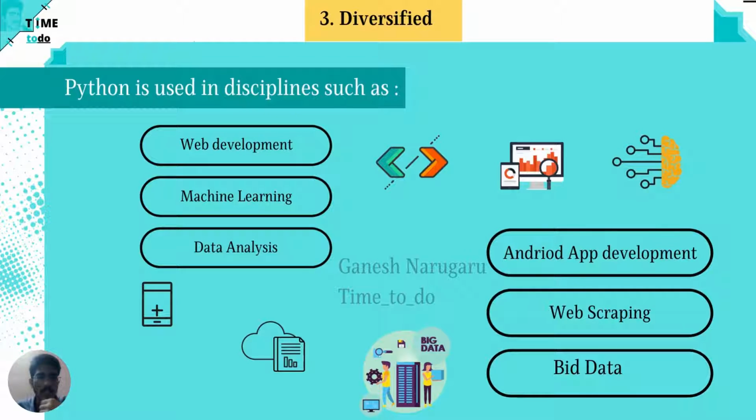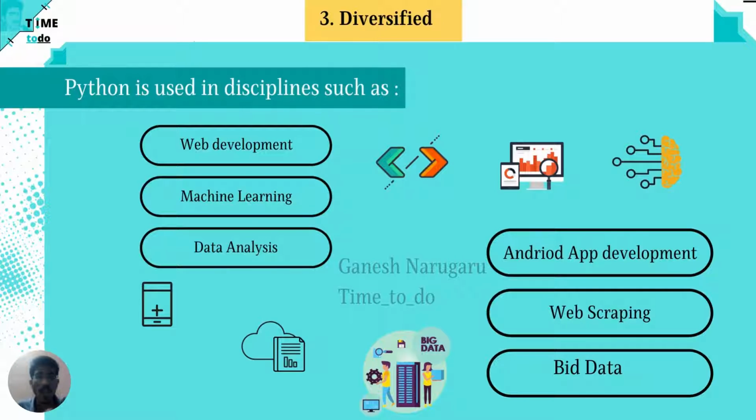As Python is simple, it is used in various disciplines and domains, which are web development, machine learning, data analysis, Android app development, web scraping, big data. In the present state, we have big data coming up, which should be processed, and Python is mainly used because it is simple and can be easily run and implemented. Processing an application is made easy.